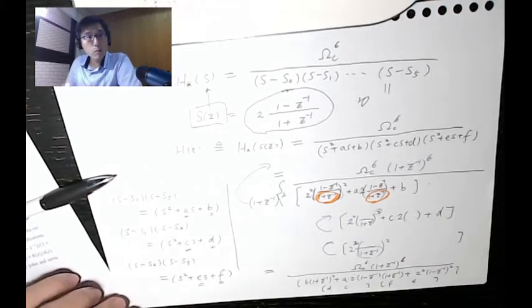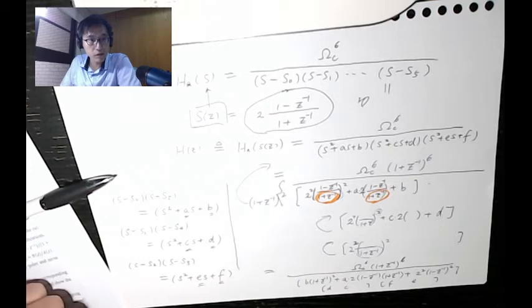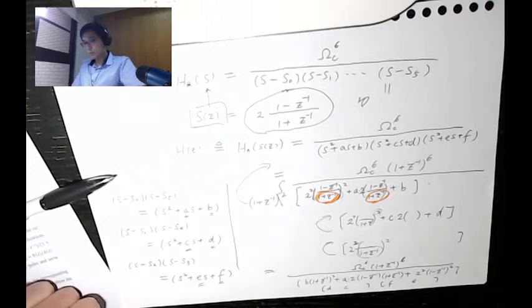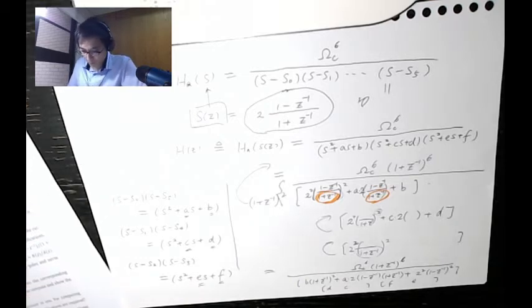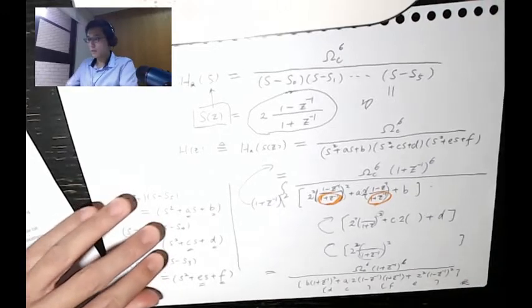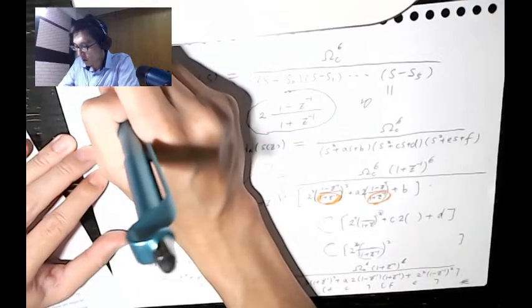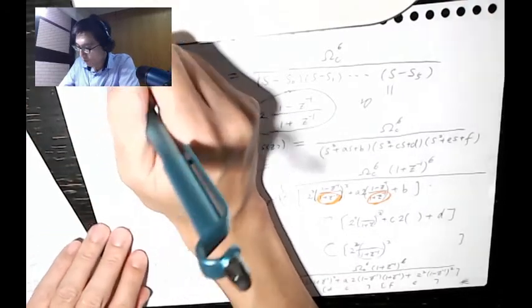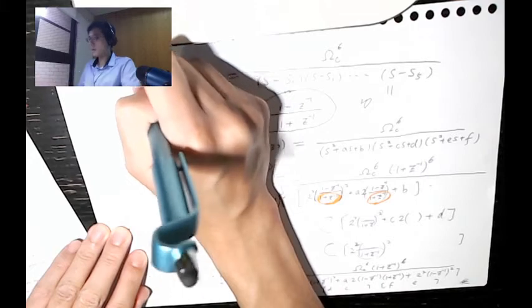How many poles and zeros do we have? The answer is we have 6 poles and 6 zeros. Okay, and so that's part B. That is for part B. This is homework 6, question 4, part B.